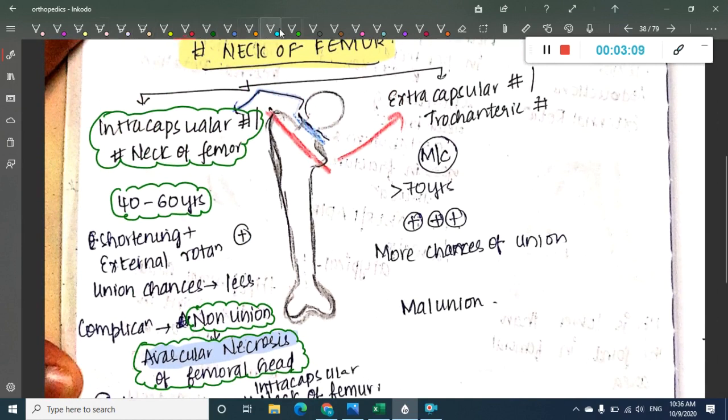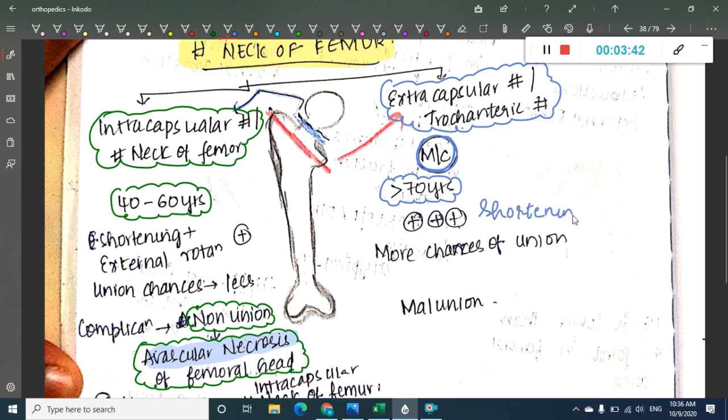We will learn the extra points in detail also, but give me a second. Then we also have extracapsular fracture or trochanteric fracture neck of femur. It is a fracture joining the greater trochanter with the lesser trochanter, and that is the reason why we call it a trochanteric fracture or extracapsular fracture neck of femur. Among these both, the extracapsular fracture is more common, and it occurs in the age group of more than 70 years. Here there is more shortening.